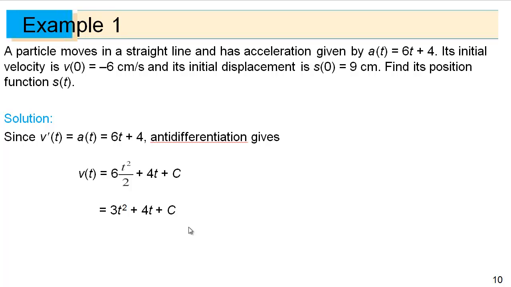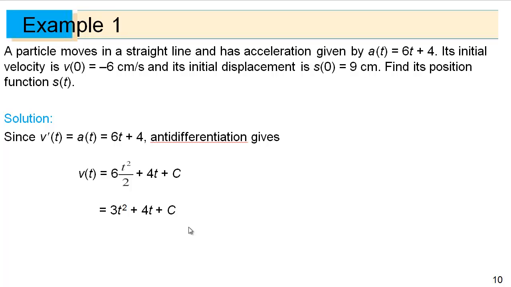We're told that a particle moves in a straight line and has acceleration given by the simple function 6t plus 4. They also tell us its initial velocity, that's what v of 0 means, because when time equals 0, its velocity is -6. And they also tell us its initial displacement, s at time 0, s being the function for displacement. They use s a lot in physics instead of d or h. They use s, v, and a. So now we can find its position function s of t using all of this information.